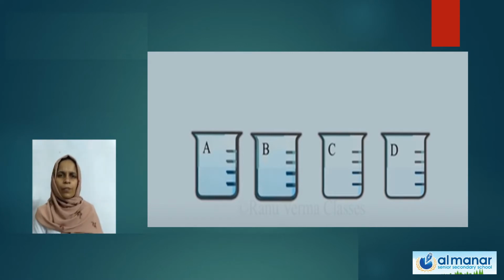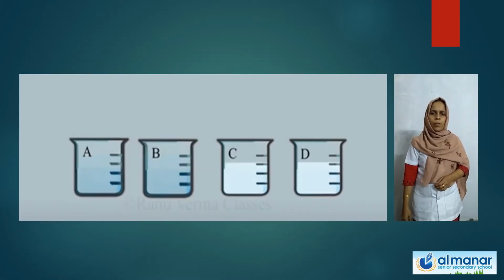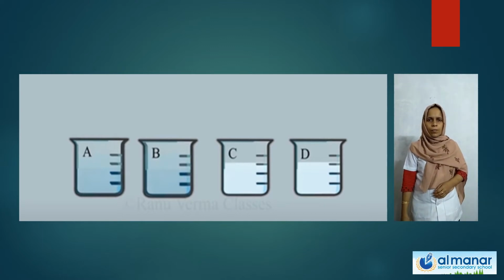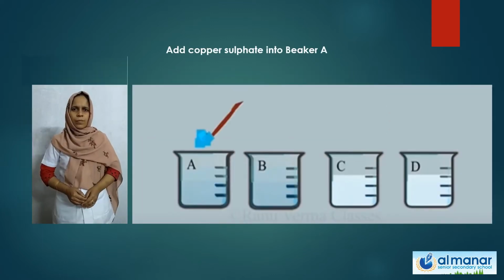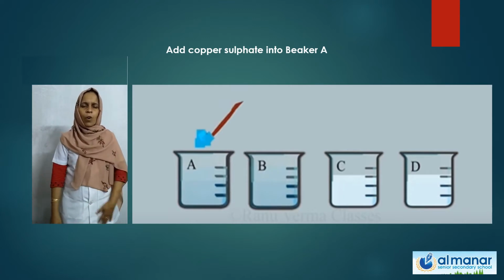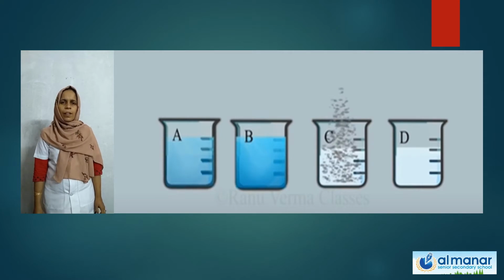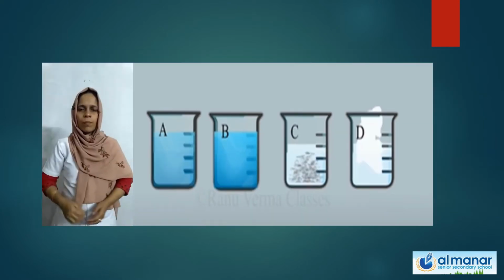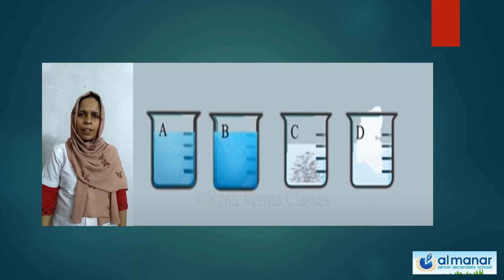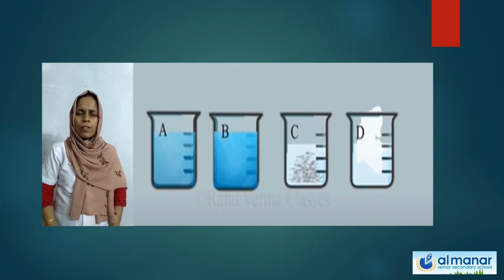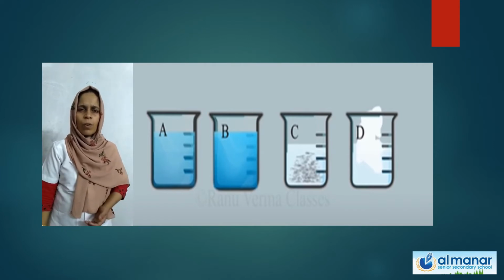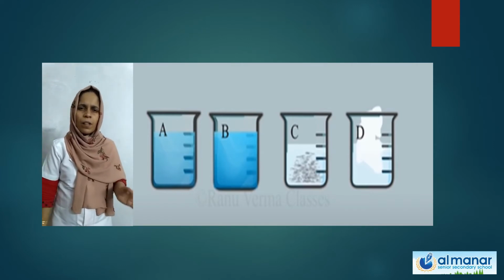For that, let us take 4 beakers and mark them as A, B, C and D. Now, fill half the beakers with water. To the first beaker, add some copper sulfate. To the second beaker, add a teaspoonful of copper sulfate. To beaker C, we can add some chalk powder. And to beaker D, we can add a little milk. Now stir all the beakers with a glass rod or with a spoon. Then observe all the beakers.